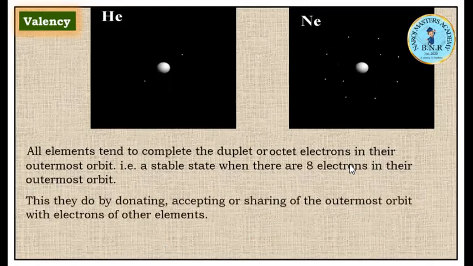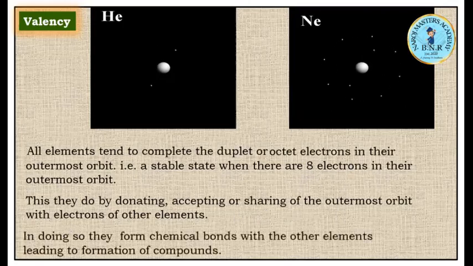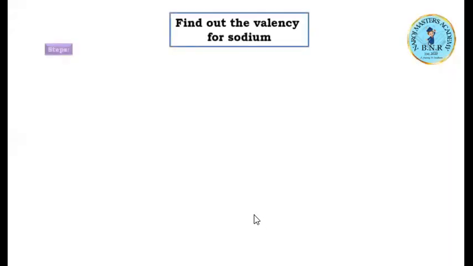They do this by donating, accepting, or sharing electrons of the outermost orbit with the electrons of other elements. In doing so, they form chemical bonds with the other elements, leading to the formation of compounds. Okay, find out the valency of sodium.